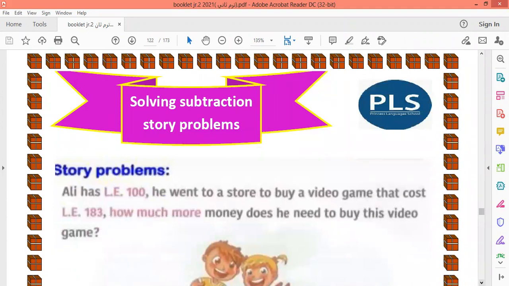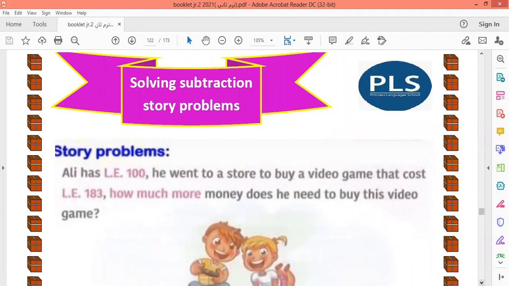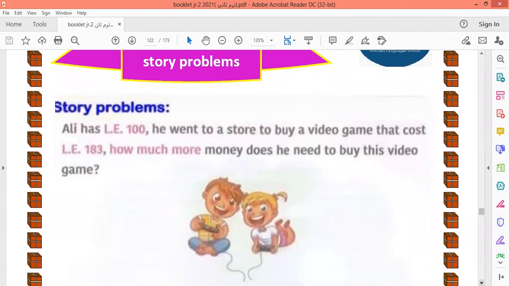The third lesson, solving subtracting story problems. Look at the first story. Ali has 100 LE and he went to a store to buy a video game that cost 183. How much more money does he need to buy this video game?